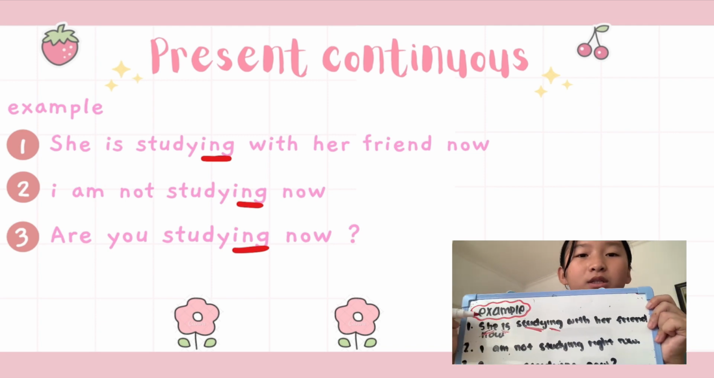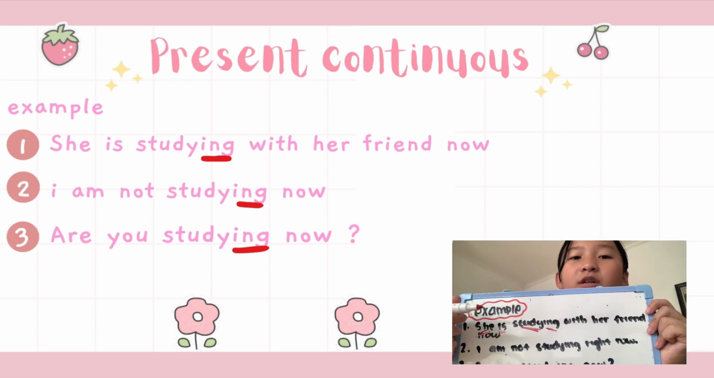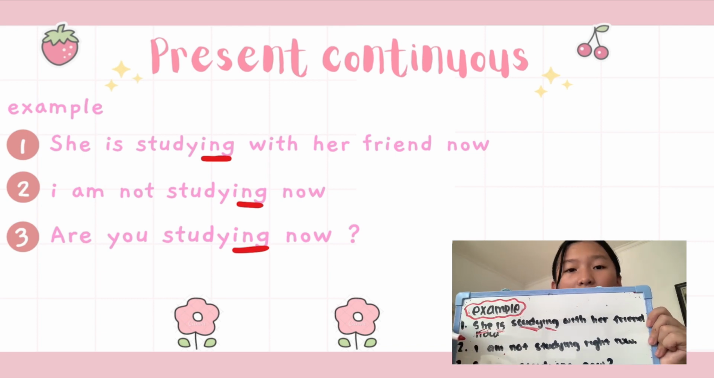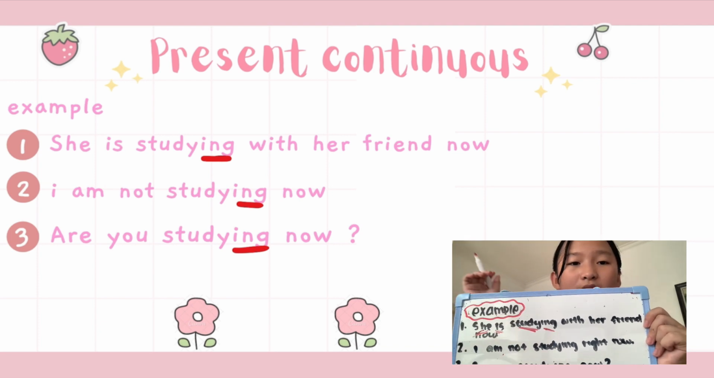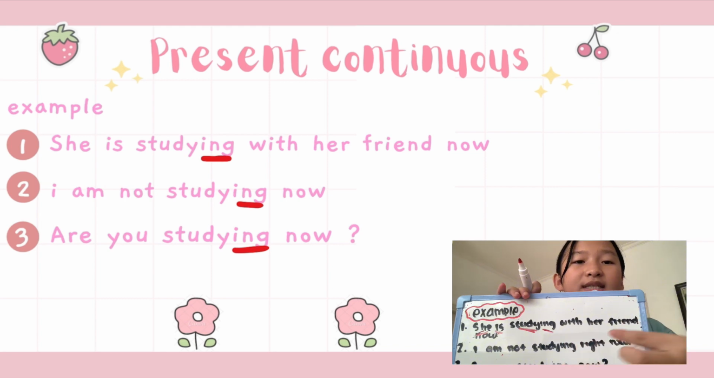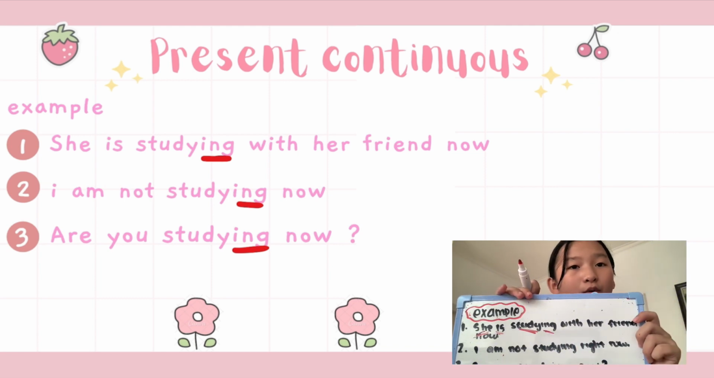So she is the subject. Because the subject is she, we need to use is or isn't. Study is the verb. Because the action is happening now, we need to add ing. So, she is studying with her friend now.